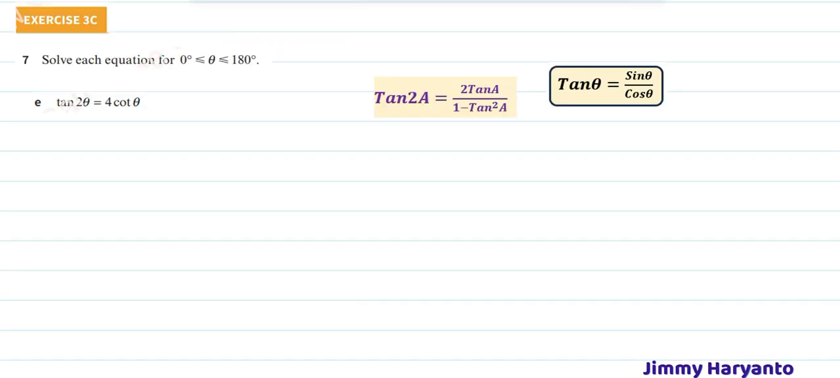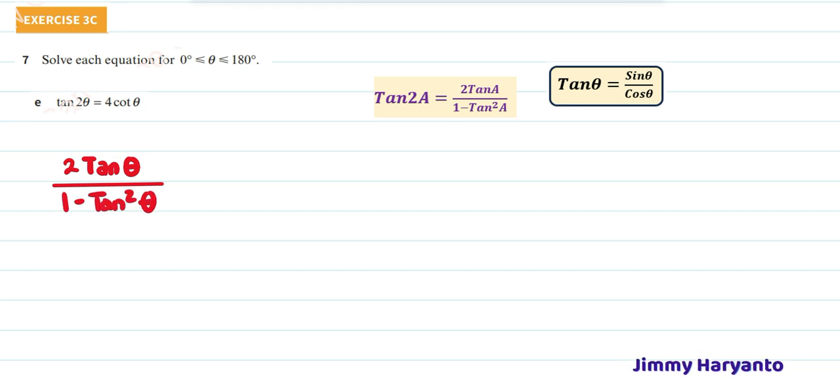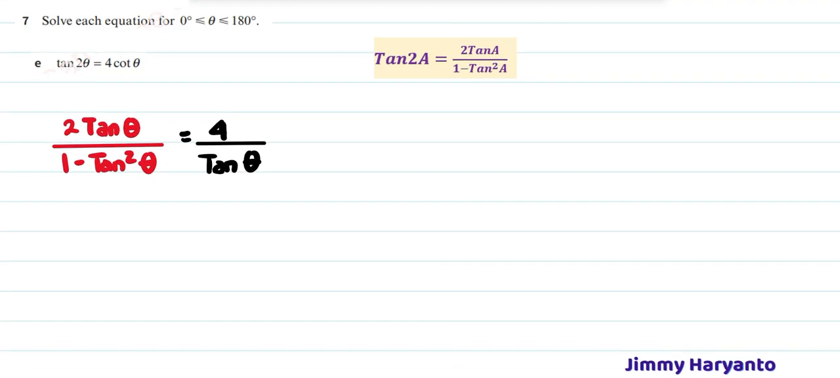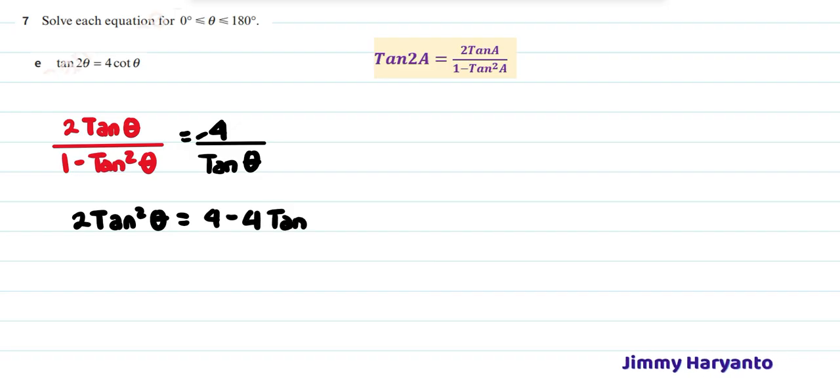And then next is this one, tangent 2 theta. I will change the tangent 2 theta into 2 tangent theta over 1 minus tangent square theta. And then I will change the cotangent into 1 over tan, yeah, to make them all into tangent theta. Okay, so I don't think we will need this. Next is cross multiplication. So I will have 2 tangent square theta for this one, and then for this one I will have 4 minus 4 tangent square theta.